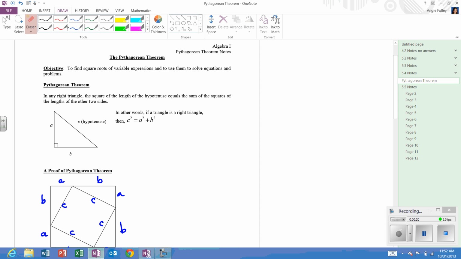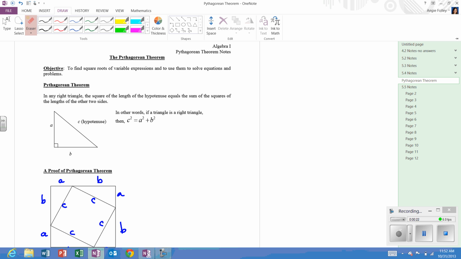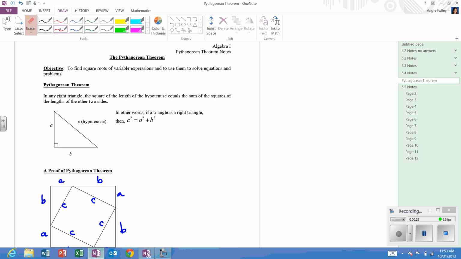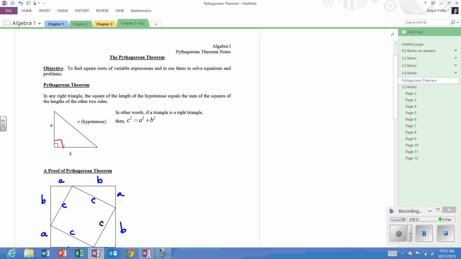equations and problems. So the Pythagorean theorem basically says that in any right triangle, okay, a right triangle means that one of the corners has to make a right angle, a 90-degree angle. So in any right triangle, the square of the length of the hypotenuse, this is the hypotenuse, the longest side, equals the sum of the squares of the other two sides. So we write that as c squared, being the hypotenuse, is equal to a squared plus b squared, the other two sides. Okay?